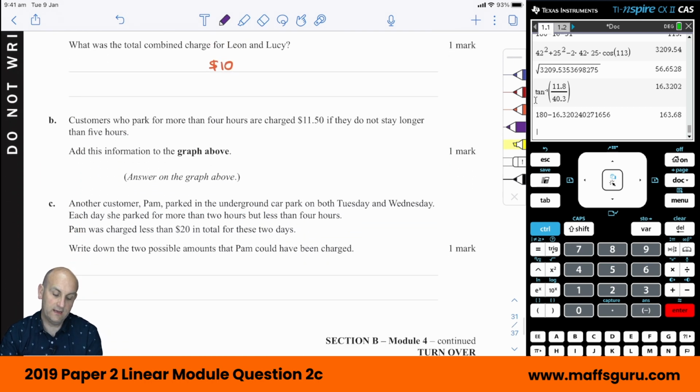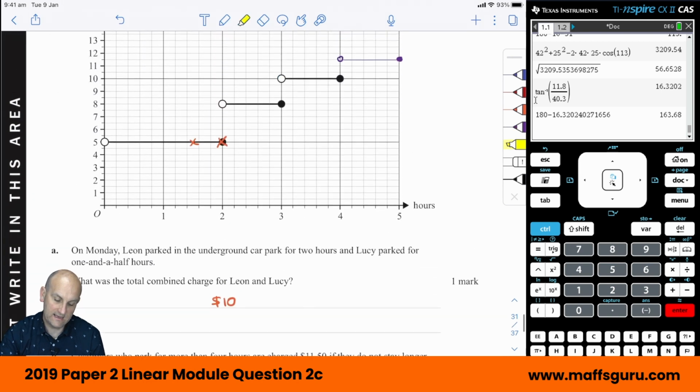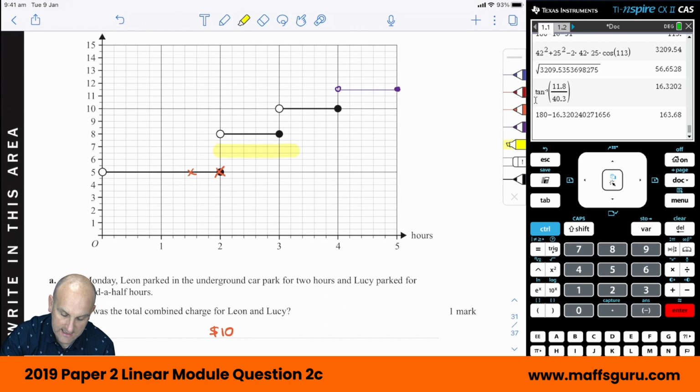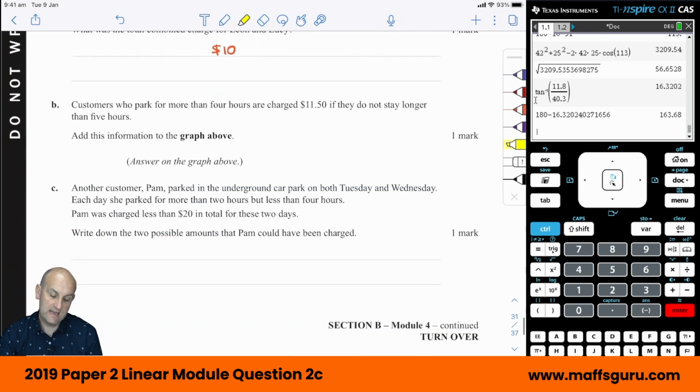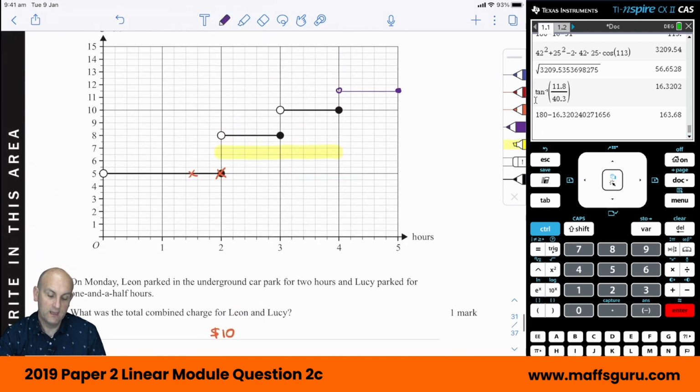On another day, Pam parks in an underground car park on both Tuesday and Wednesday. Each day she parks for more than 2 hours, but less than 4. So more than 2 hours, but less than 4. So she's somewhere in this section here. Pam was charged less than $20. So that's important, less than $20 in total for the 2 days. Write down 2 possible amounts that Pam could have been charged. Okay, so for the 2 days, she could have basically been both days there.